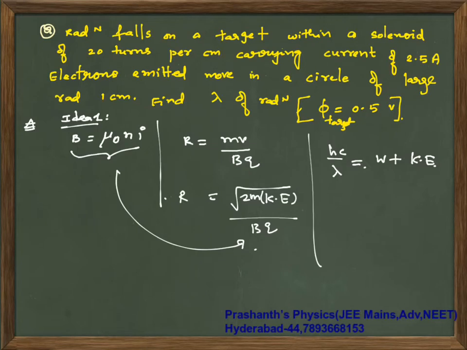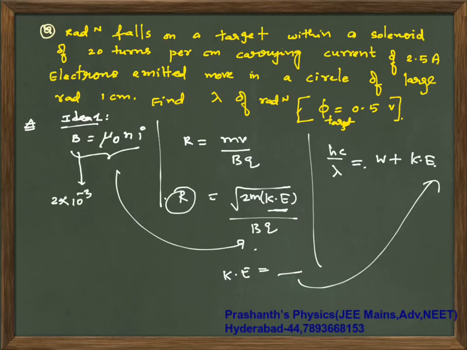Work function we know, KE you will get from here because radius is known, mass of electron is 9.11 into 10 power minus 31. So from this get the KE value. KE value you have to substitute and bring it here. If you are doing everything correctly, your B value you should get as 2 into 10 power minus 3 Tesla, SI units.